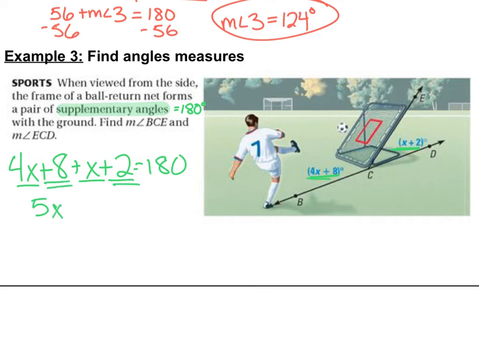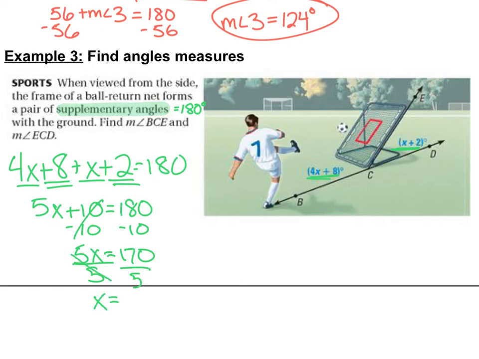Combine our constants, plus 10 equals 180. Subtracting 10 on both sides, 5x equals 170. And then dividing by 5, x will equal 34. So x in this case is 34, but we're not asking for x.